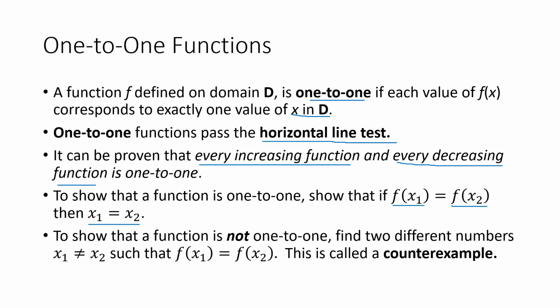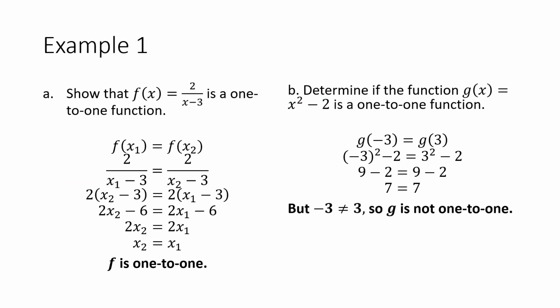To show a function is not one-to-one, that's a little bit easier. All we have to do is find two numbers, two different inputs that give the same output. In other words, look for one of those horizontal lines that breaks the rule for the horizontal line test. And that's going to be what we call a counterexample. If we can find something that disproves the claim that it's one-to-one, that's a counterexample. So take a look at these two.